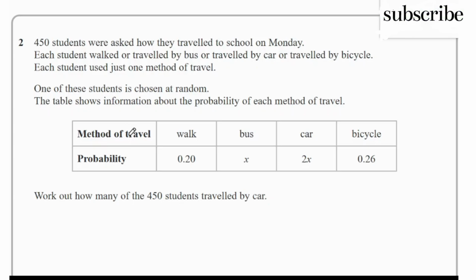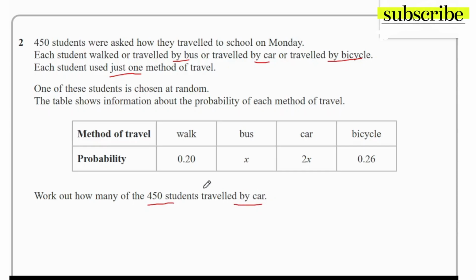Question number 2 says 450 students were asked how they traveled to school on Monday. Each student walked, traveled by car, by bus, or by bicycle. Each student used just one method of travel. Okay, just one method of travel. One of these students is chosen at random. The table shows information about the probability of each method of travel. So this is the method of travel and the probability. Work out how many of the 450 students traveled by car.